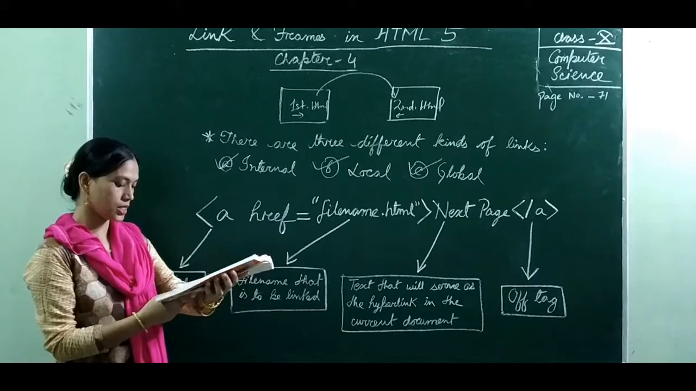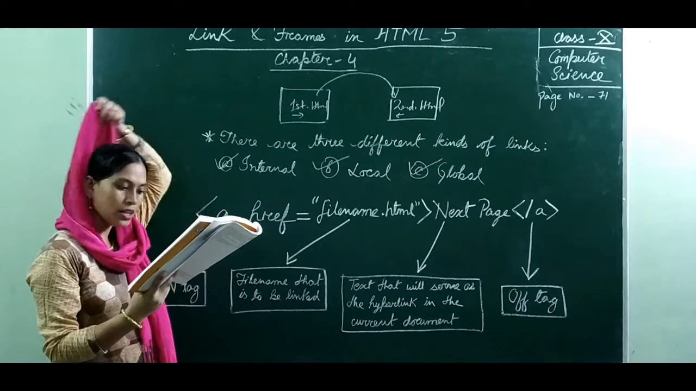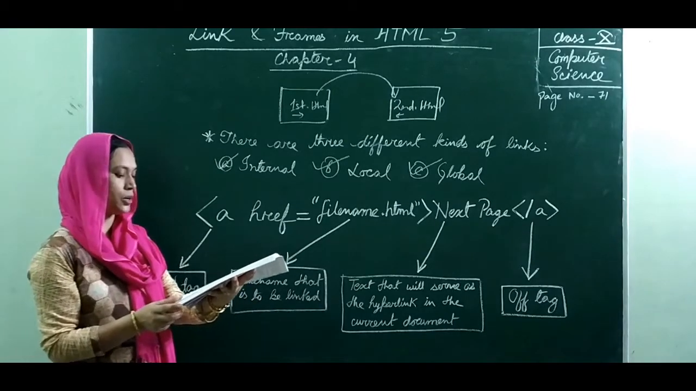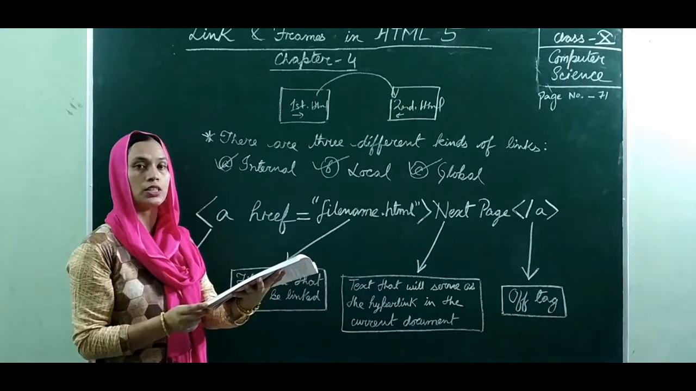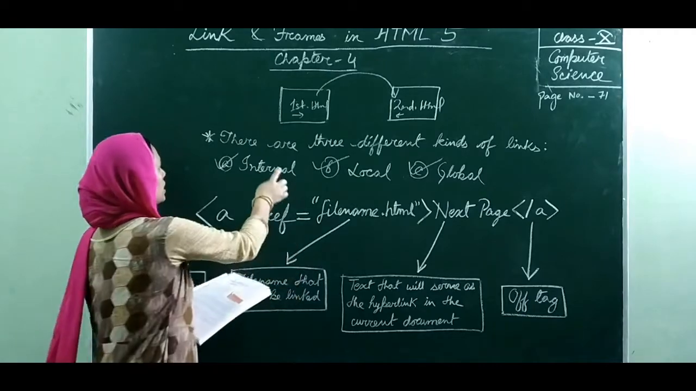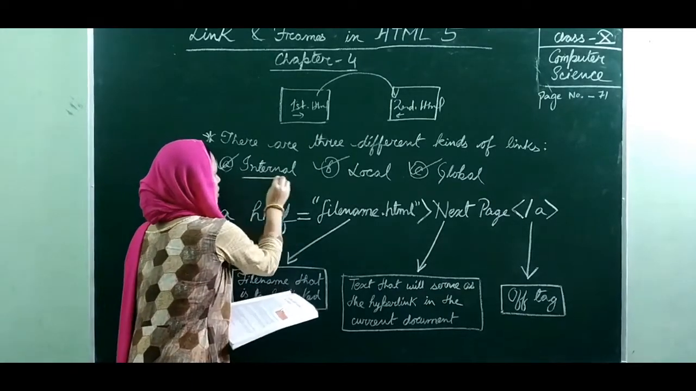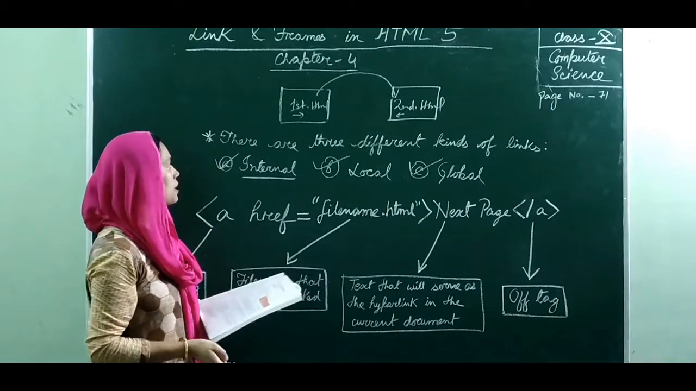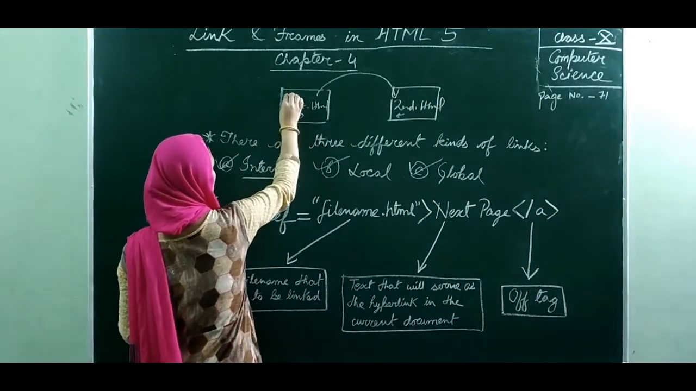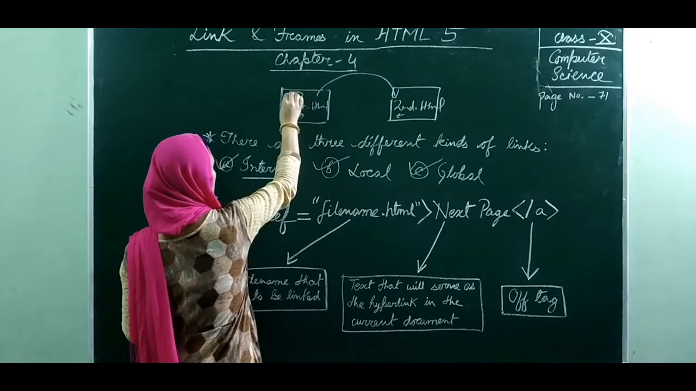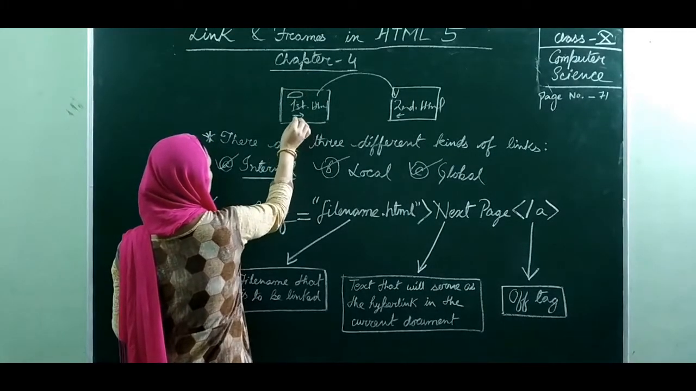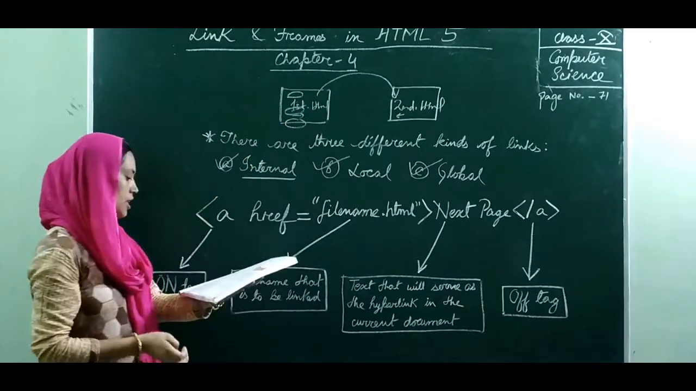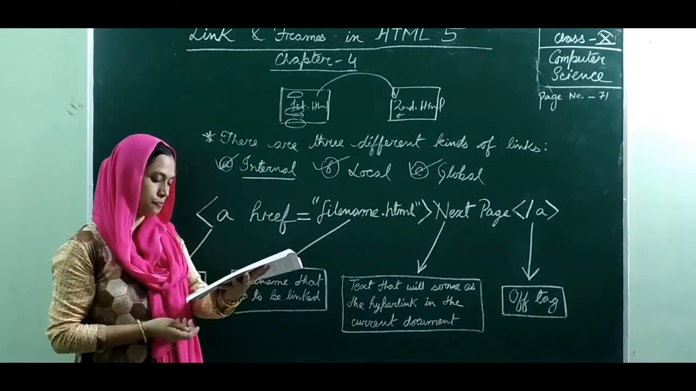To understand this, you open page number 71. You can see in page number 71, internal means a link to a different section of the current document. That is, internal means this link is a link within the same document. That is, within this first page itself, the link is from the first section, from the top of the section to the end of the section, or maybe in the middle of the section. That is called an internal link.